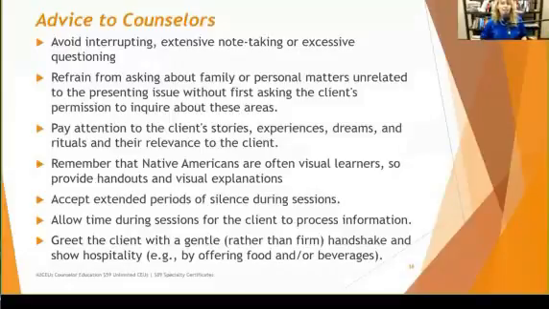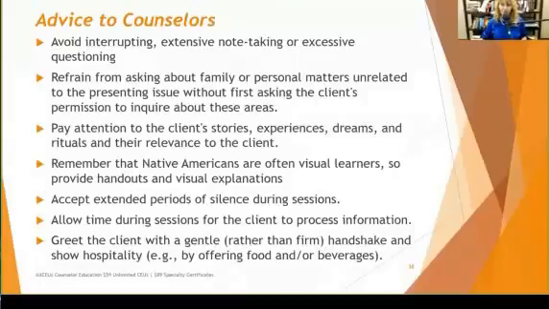Pay attention to the client's stories, experiences, dreams, and rituals, and their relevance to the clients. Some clients will have a huge faith in their belief, in their dreams that we need to pay attention to, or their rituals. Some not so much, but we do need to listen and understand where this culture derives their meaning.